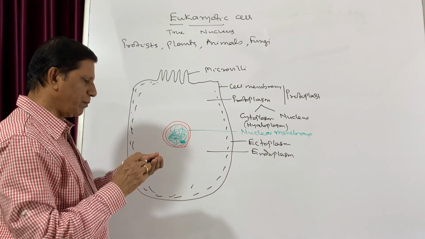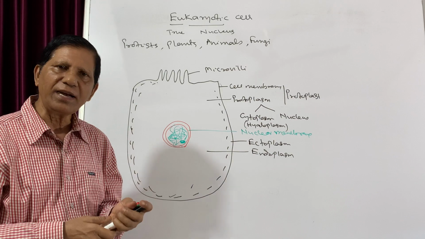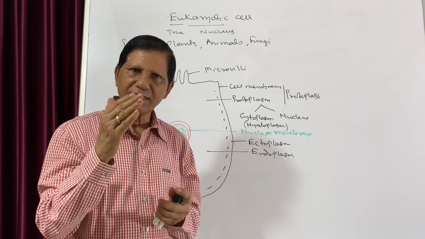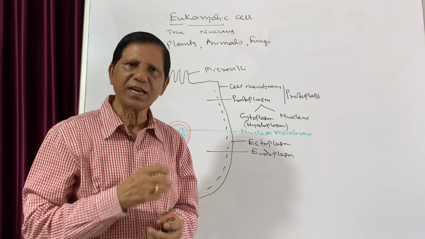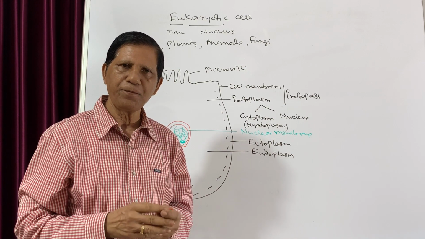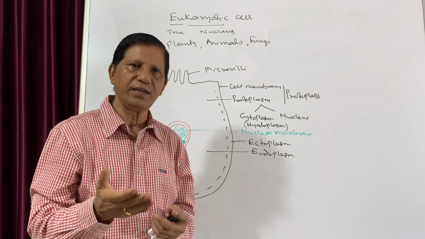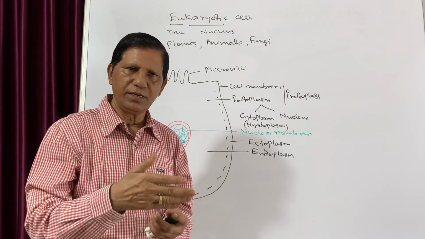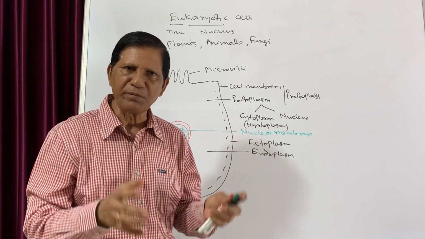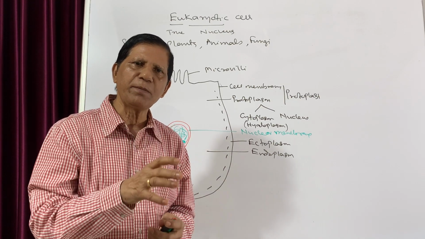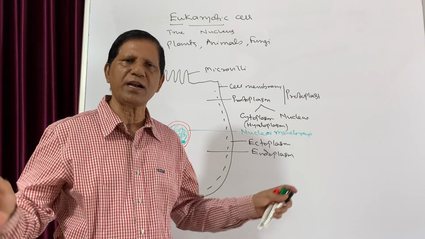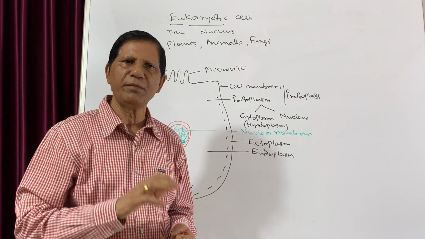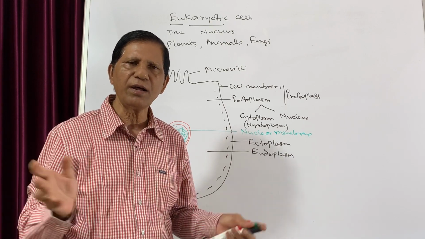Now within this cytoplasm, the different organelles are present. Some of the organelles, like the mitochondria in animal cells, are double membrane. Other ones like the endoplasmic reticulum, Golgi body and lysosome are all single membrane bound. Some of them have no membranes at all, like ribosomes, microtubules, microfilaments and the centrioles, which don't have any membrane.